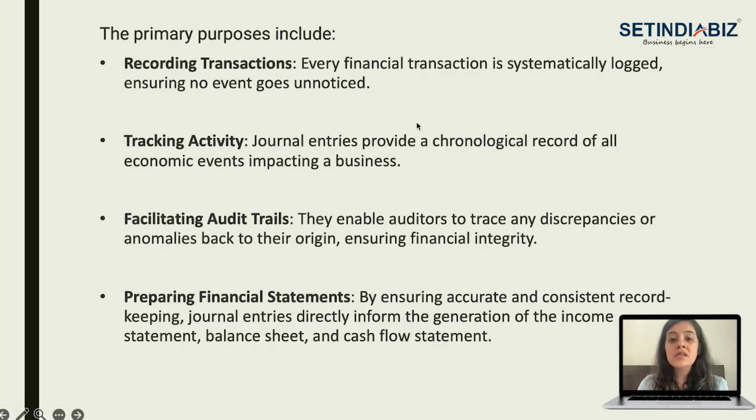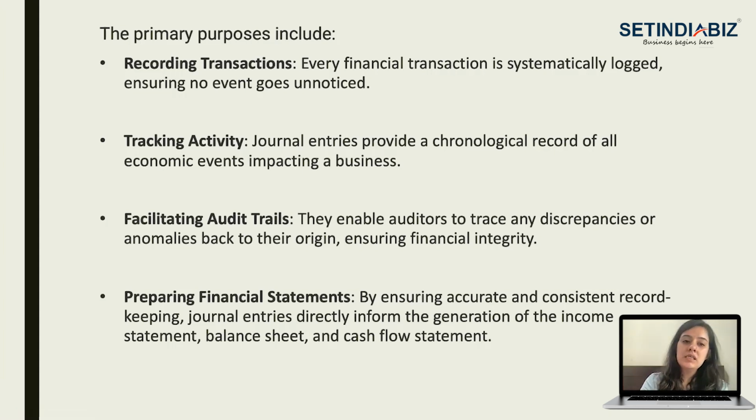Journal entry provides a chronological record of all economic events impacting a business. Chronological means the date-wise record, right? January 1 में कितनी purchases हुई, February 1 में कितनी sales हुई. So as per the dates, we are having a record of all the financial transactions, all the economic events that impact the business.